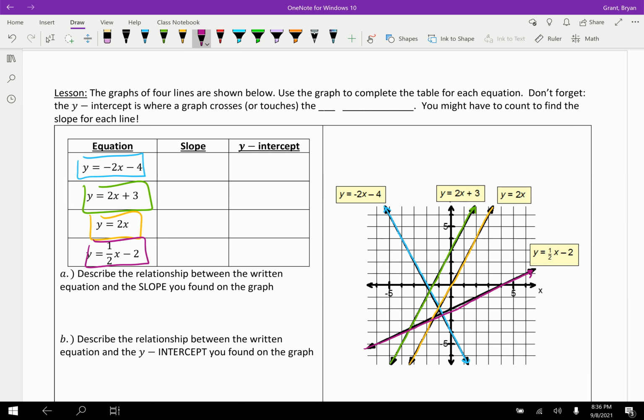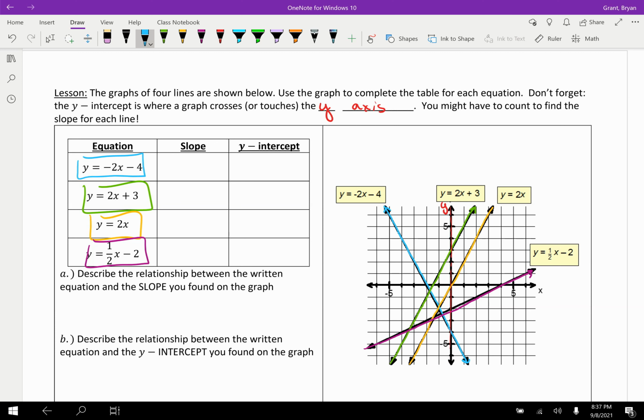Okay, what are we doing with these? Well, we are going to fill out this table. And to fill out this table, we need both the slope of the equation and the y-intercept. And don't forget, this is mentioned up above. The y-intercept is where a graph crosses or touches the y-axis. We can see the y-axis up here, and I'm just going to put it down in red here. So if we're looking for the y-intercept of an equation, it's going to be where the line crosses this red axis.